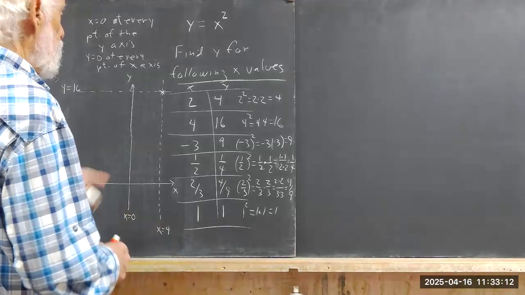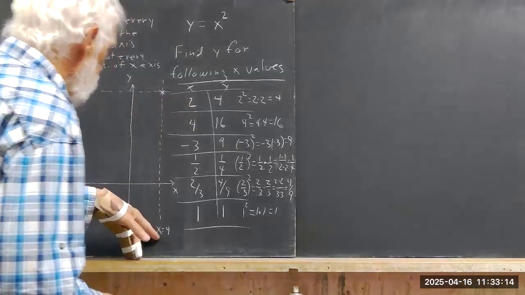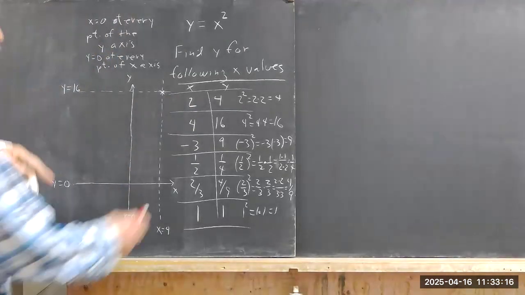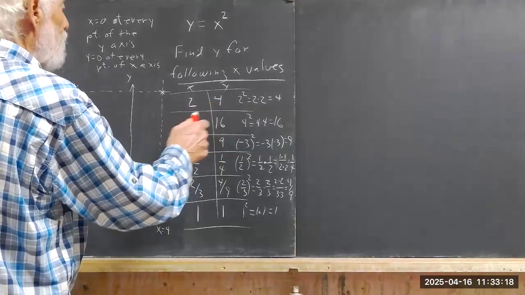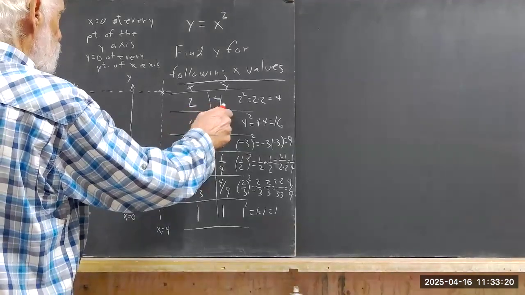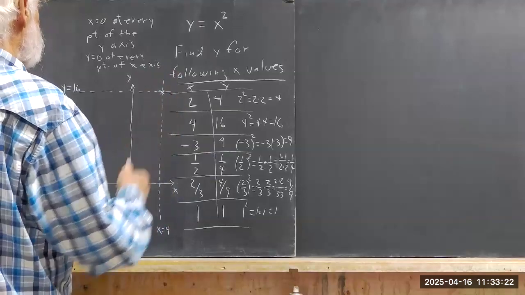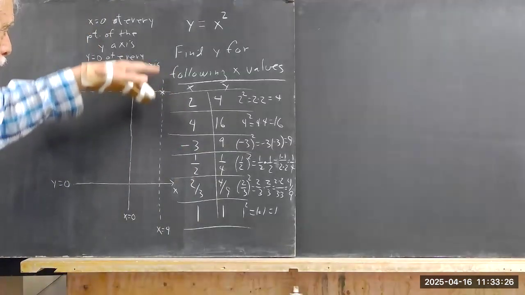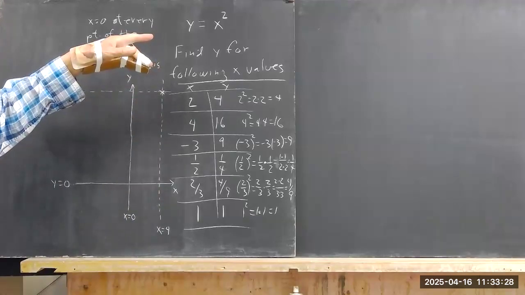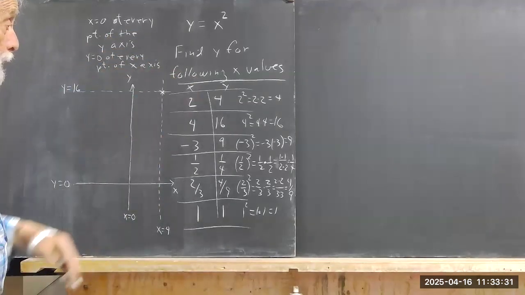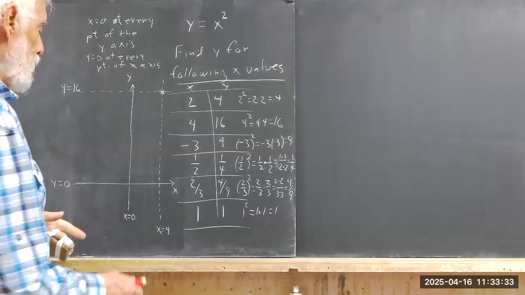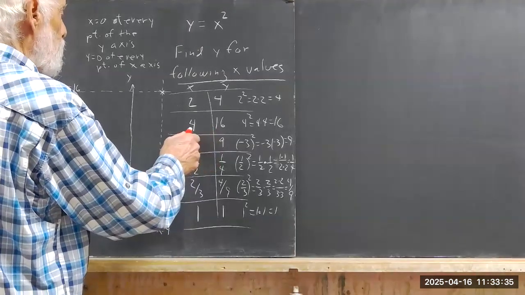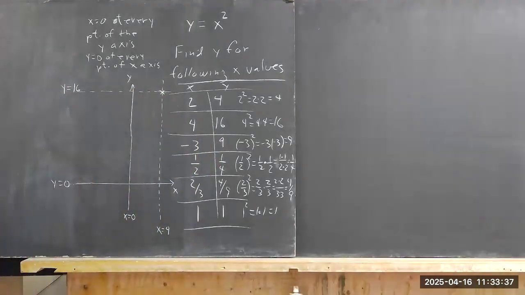So anyhow, this point where x equals 4 and y equals 16 represents that y is 16 when x is 4. The line x equals 4, which is a vertical line, and the line y equals 16 represent the fact that y is 16 when x equals 4. There's a point of it. Make sense?